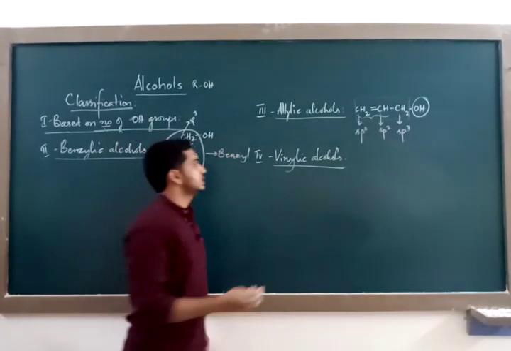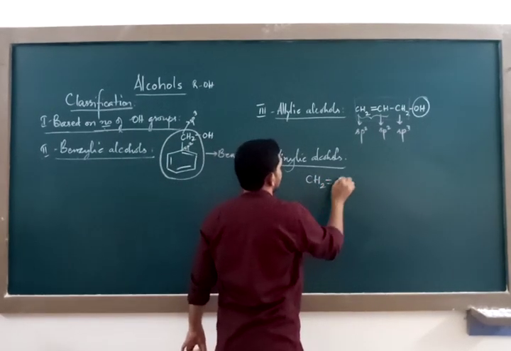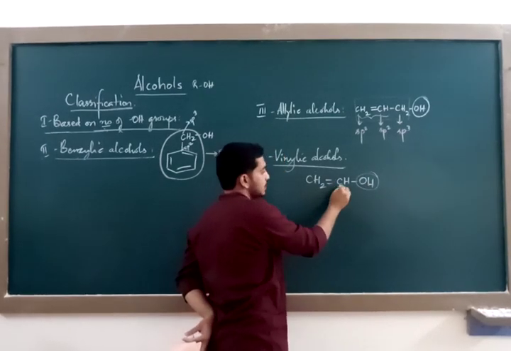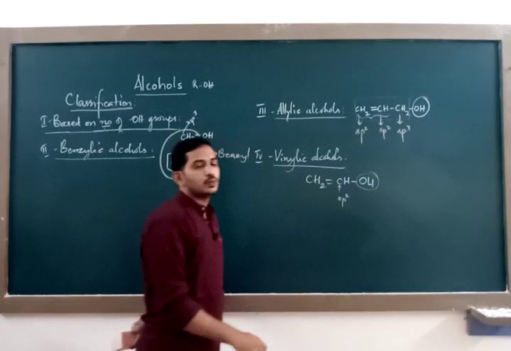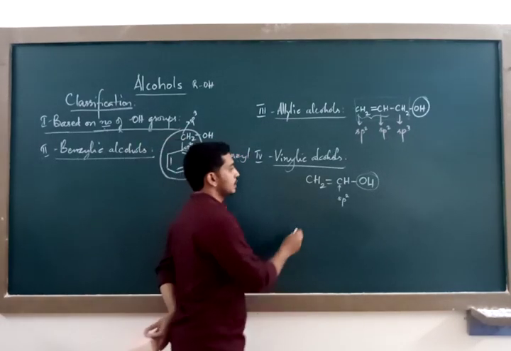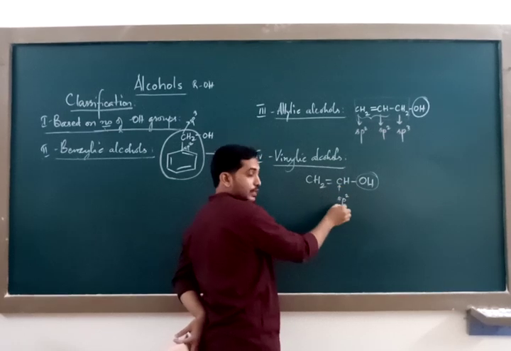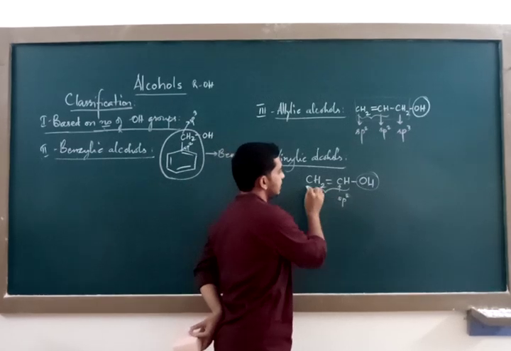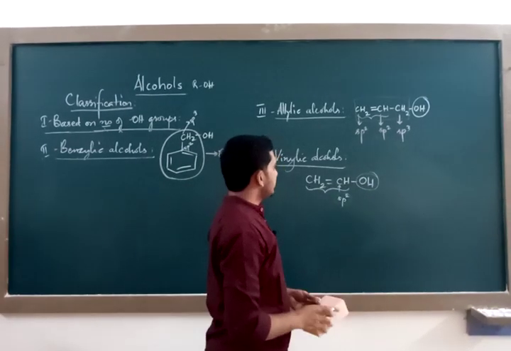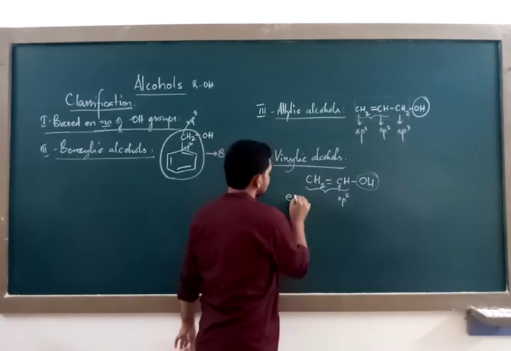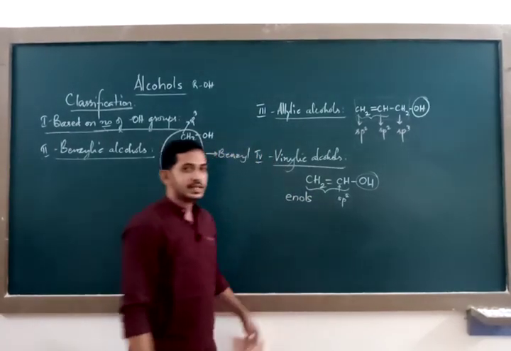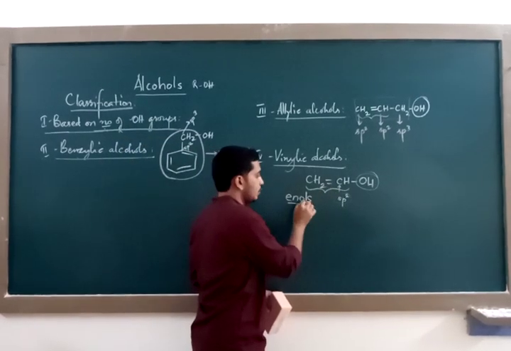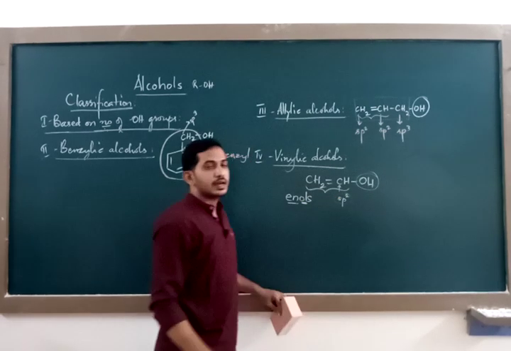Here again, based on hybridization, we have this example. Notice here the hydroxyl group is attached to a carbon whose hybridization is sp2. So if a hydroxyl group is attached to an sp2 hybridized carbon, then it is a vinylic alcohol. This group is a vinyl group, CH2 double bond CH. Vinylic alcohols are sometimes also called enols, wherein en stands for double bond and ol stands for alcohol.